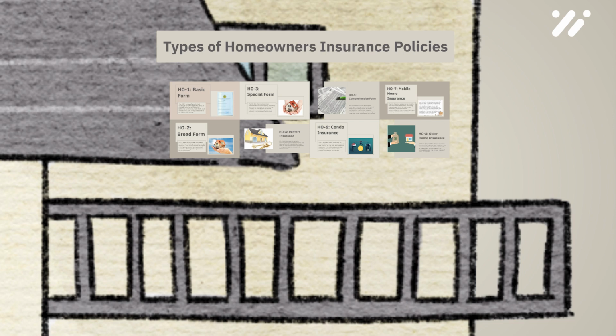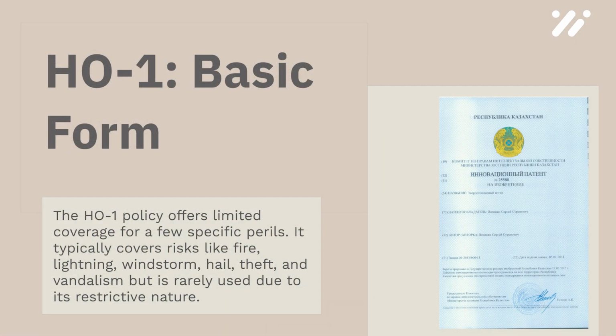Homeowners insurance policies are categorized into several types, referred to as HO forms, to suit different property types and coverage needs. Let's check them out. We have HO1, which is the basic form. It provides limited coverage for specific named perils, such as fire, lightning, windstorm, hail, theft, and vandalism. It is rarely used due to its limited scope.